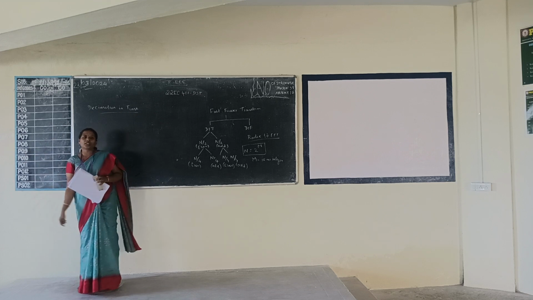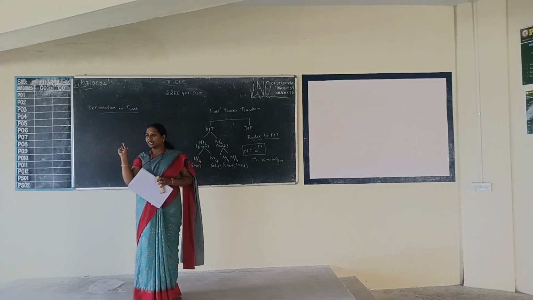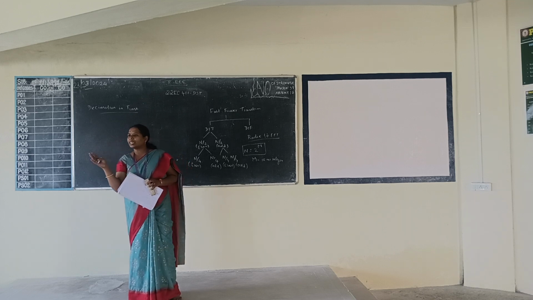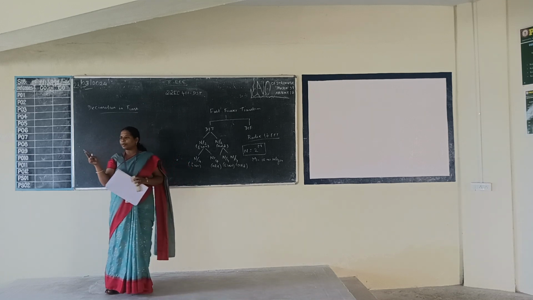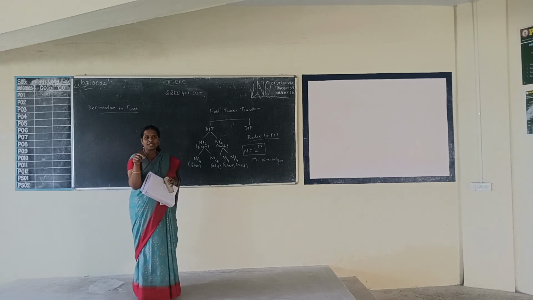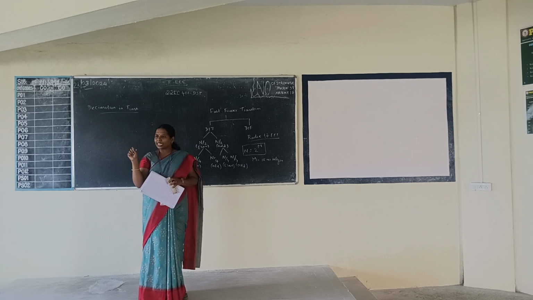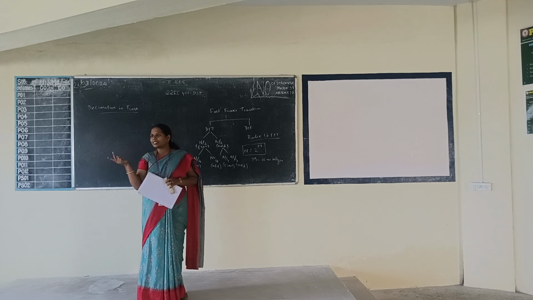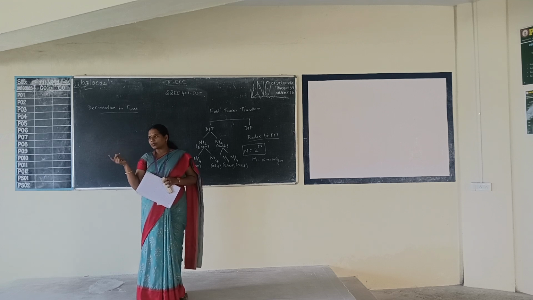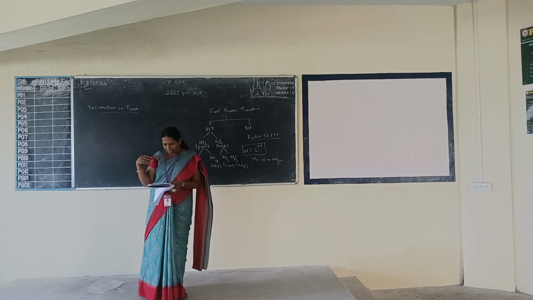X of n, with a length of N, is divided into two N by 2 sequences. One N by 2 sequence is made of odd indexed inputs, that is x of 1, x of 3, x of 5, and the other sequence is even indexed. After that we are going to do the computation.